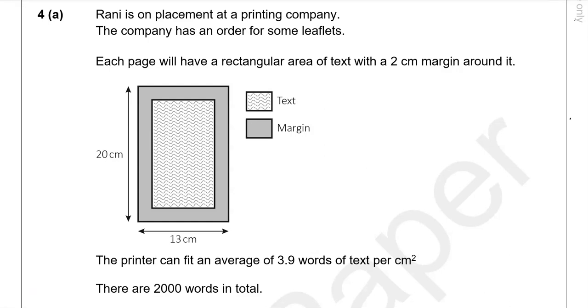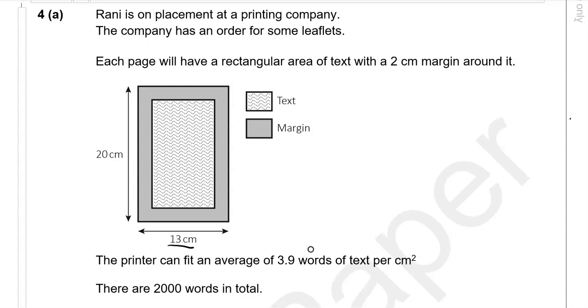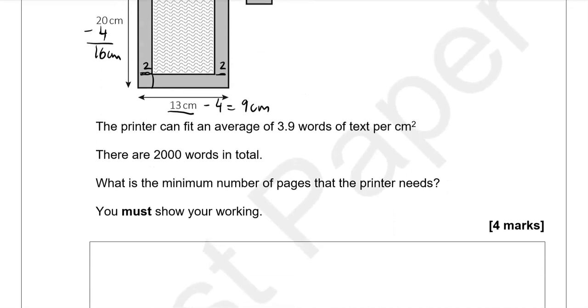So let's work out the text area. So this is 13, but if I take away 2 centimeters on each side, then I'm going to be left with 9 centimeters. And the same thing here, it's 20, but I take away 2 and 2, which is 4. That's going to leave me with 16 centimeters. So I'm going to multiply 16 by 9.